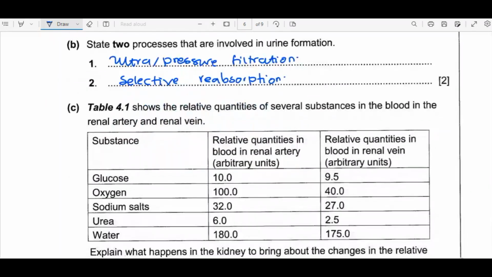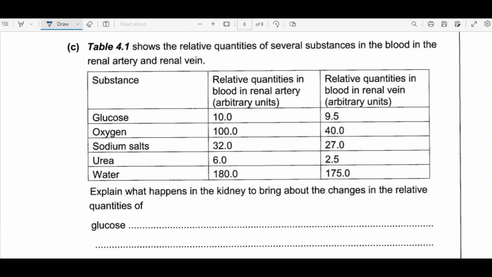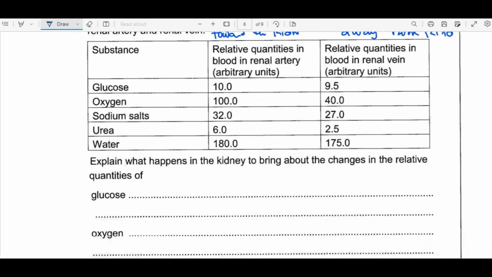Okay, so we move on to question C. Table 4.1 shows the relative quantity of several substances in the blood in the renal artery and renal vein. Remember, the renal artery brings blood toward the kidney, and the renal vein carries it away from the kidney. So it's after the excretion is done.